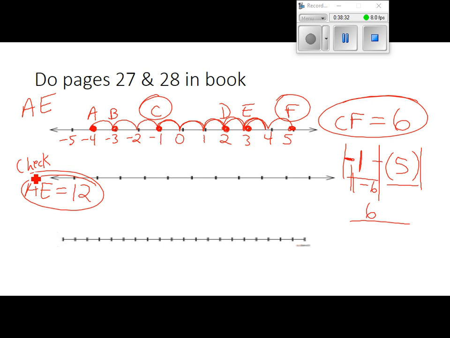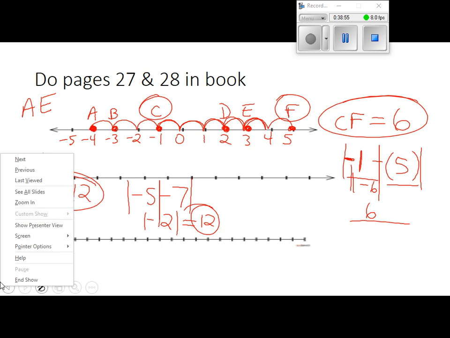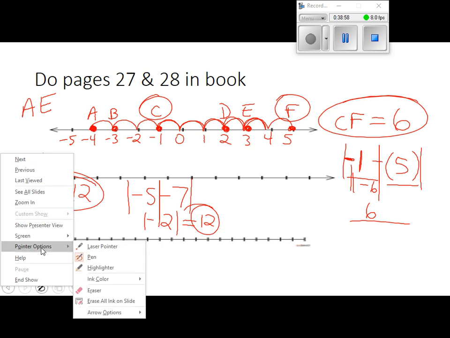Could we have done it the mathematical way? What was point A? -5 minus what was point E? What's -5 - 7? -12. What's the absolute value of -12? Number line's pretty easy, right?